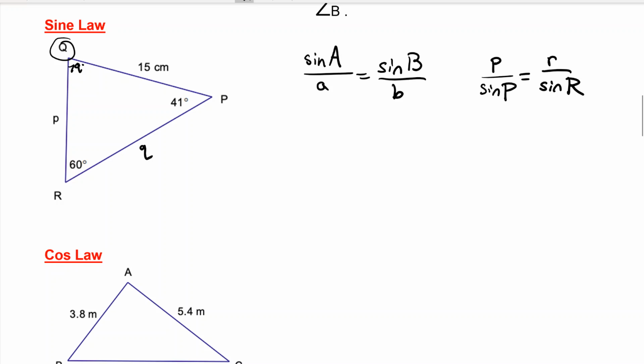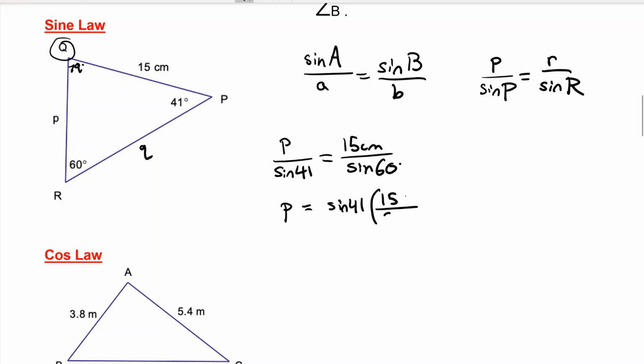All right, so let's do this. I don't know what P is, but I know that the angle P is 41 degrees, and I know little r is 15 centimeters, so the sine of R is 60 degrees. So if I'm solving for P, I'm just going to cross multiply up the sine 41. So P equals sine 41 times 15 divided by sine of 60. And then that's it. That's all I got to do.